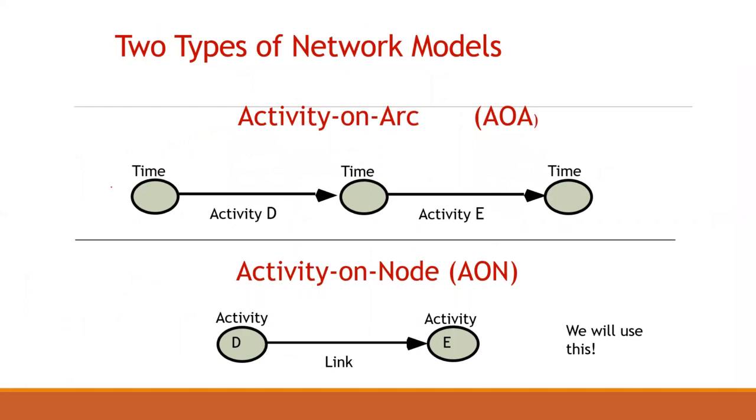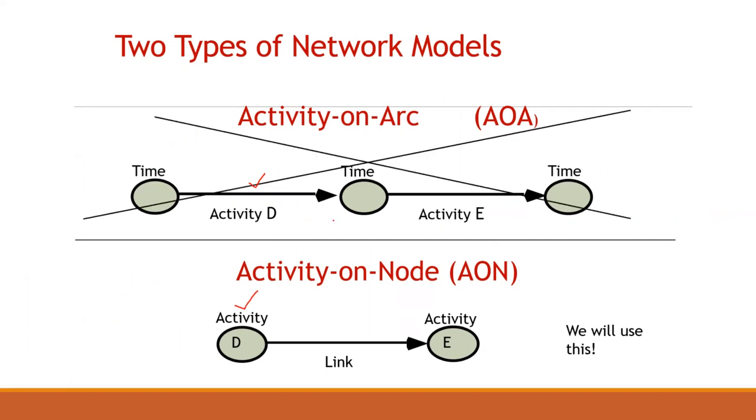There are 2 types of network model. One is activity on arc, where the activity is represented over here, and the other is activity on node, where the activity duration is represented over here. Actually, activity on arc is an outdated one, so we are using the activity on node. The same examples which we described before, we will explain in more detail in the coming slides.